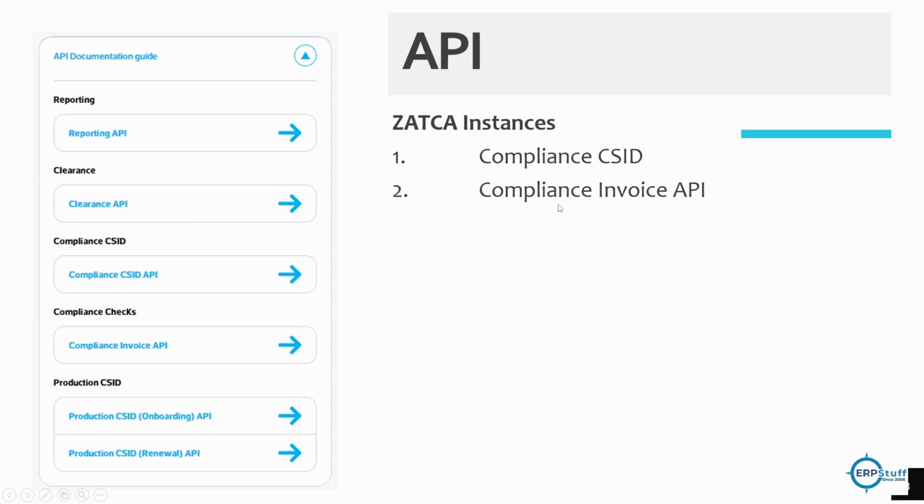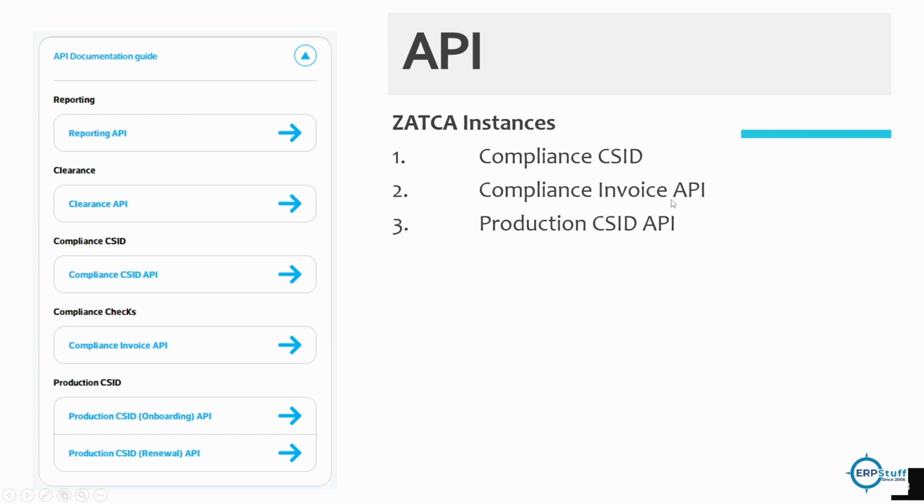After getting the username, password and certificates in this step one, you can send data to the compliance invoice API. You will send an XML as per the format of Zatka, and that XML will be validated by the Zatka servers, right? And it will give you the response, if there's any error, or whether it is cleared, reported, whatsoever. Then the production CSID API comes after this.